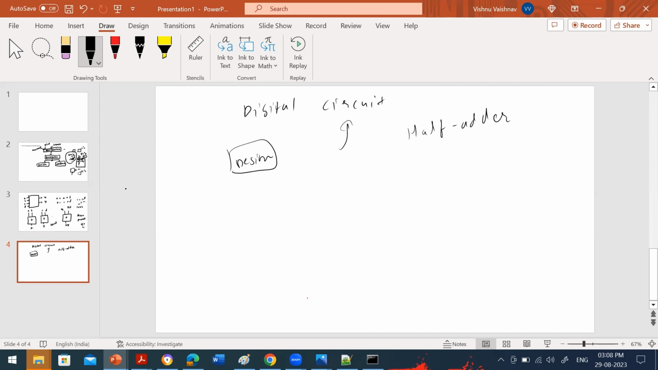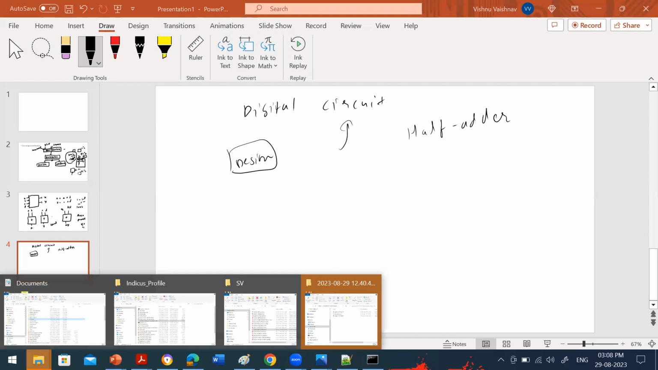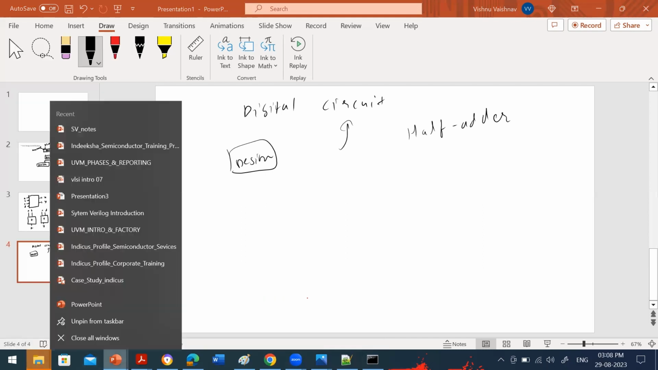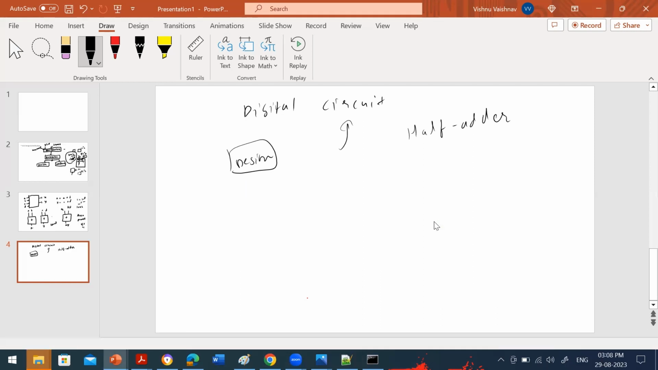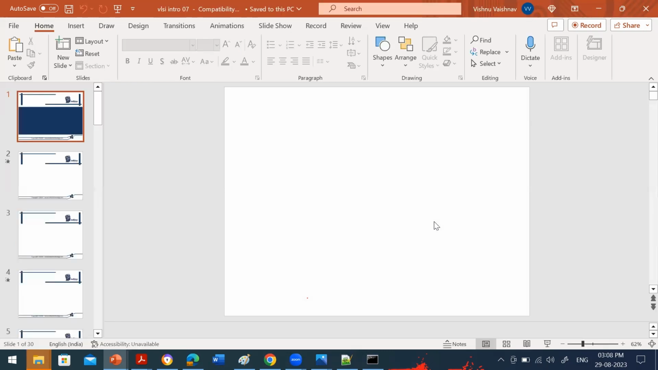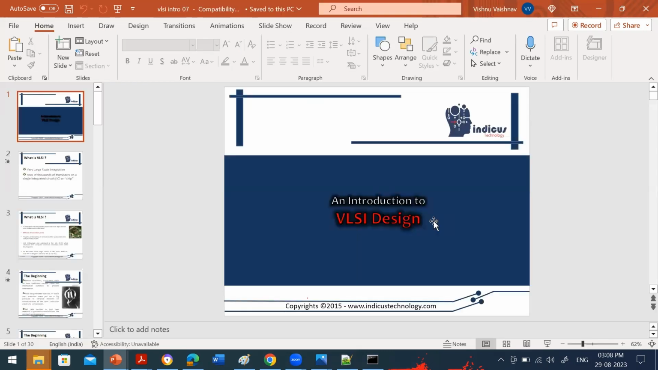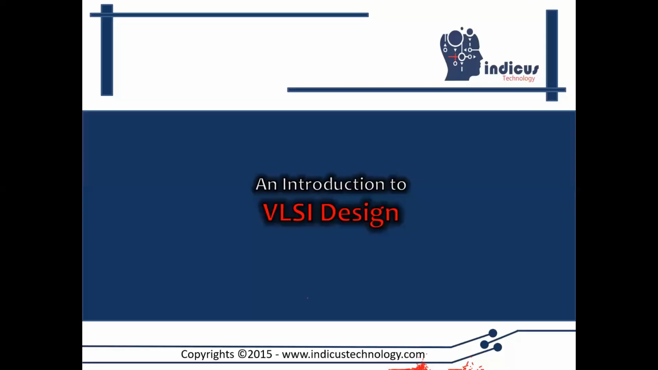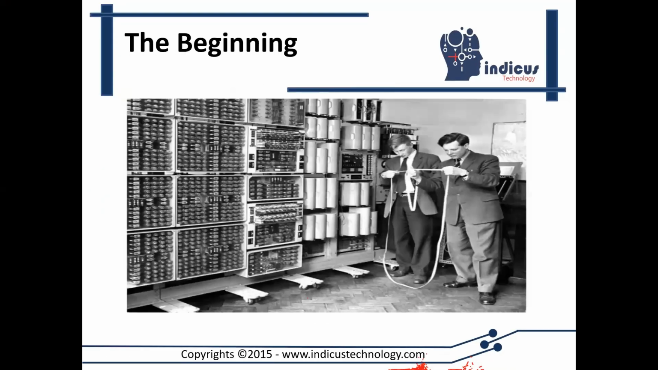What do you think? How much time will it take for you to get the circuit ready? Think, meanwhile I'll open one more PPT to help us explain it. If I ask you to design a circuit of a half adder, how much time will it take?